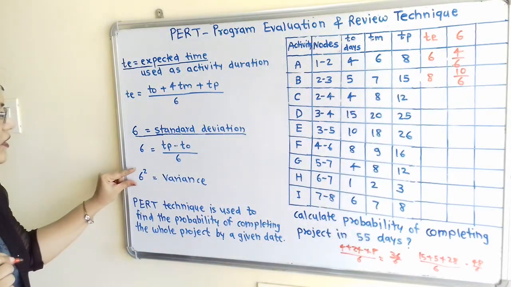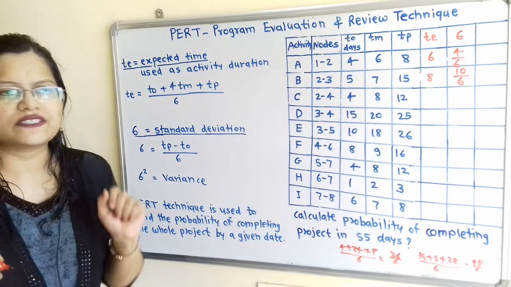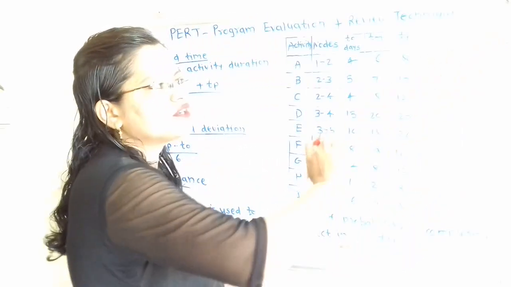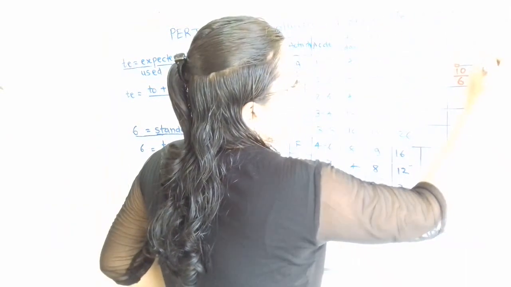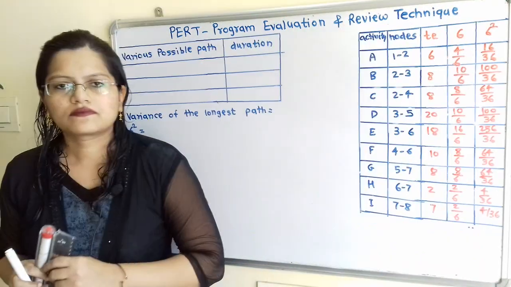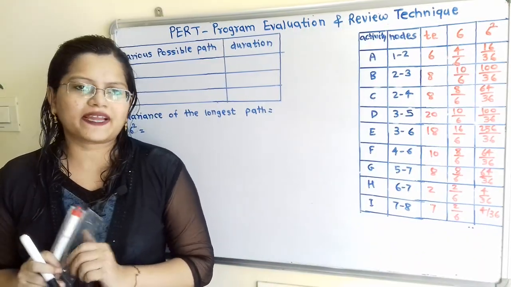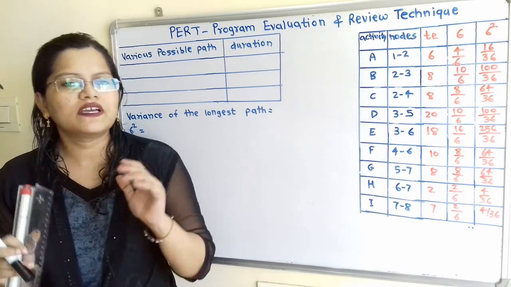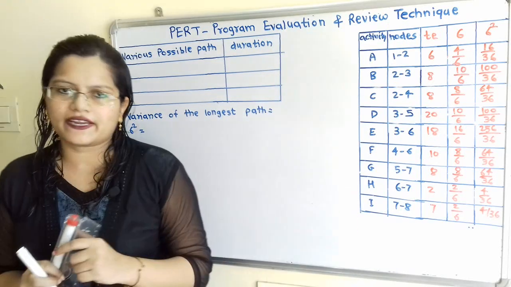Now we will calculate sigma square, which is known as variance. How to calculate this variance? Sigma square, that means we have to take the numerator square and the denominator square. So here it is 16 by 36. Second, it is 10 by 6, that is 100 by 36. In the same way we will calculate all the parameters for other activities. Values of expected time TE, standard deviation sigma and variance sigma square are calculated for all the activities.